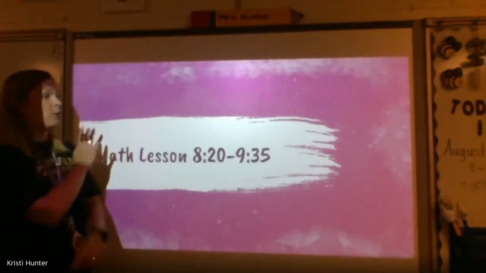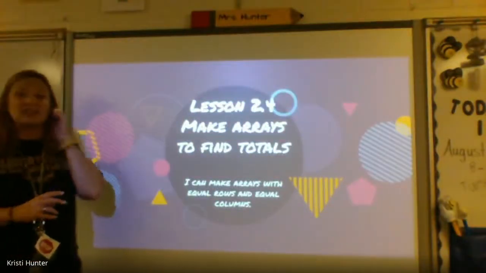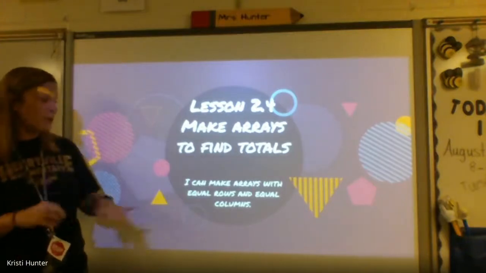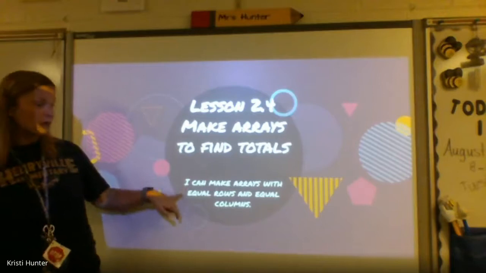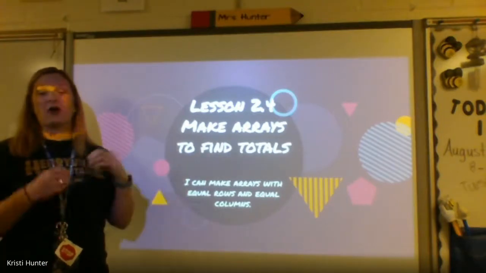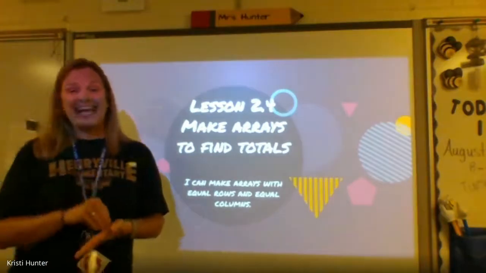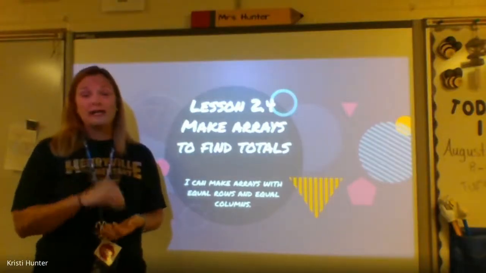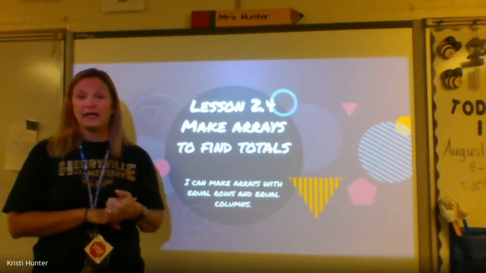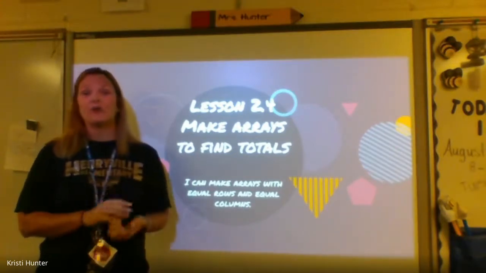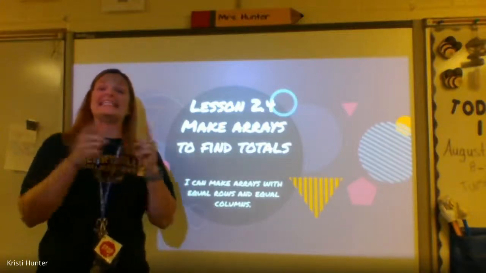All right, well, we have been practicing our arrays. So after today, we want to be able to make our arrays with equal rows and columns and write our equations for it. So what we're going to work on today is actually drawing those arrays. So make sure you have your scrap piece of paper and your pencil ready. And we're going to draw our arrays today and write our equations.